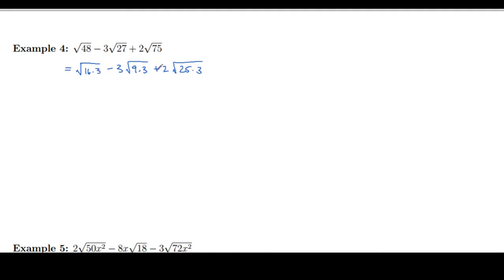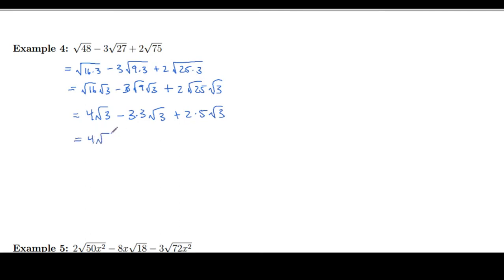And that's looking promising because we have a factor of 3 in each of these, and the other factor is a perfect square. So we'll have root 16 root 3 minus 3 root 9 root 3 plus 2 root 25 root 3. So this is 4 root 3 minus 3 times 3 root 3 plus 2 times 5 root 3. And so that's 4 root 3 minus 9 root 3 plus 10 root 3. And you know what? We could just combine those. So 4 minus 9 is minus 5, plus 10 is positive 5. So 5 root 3.